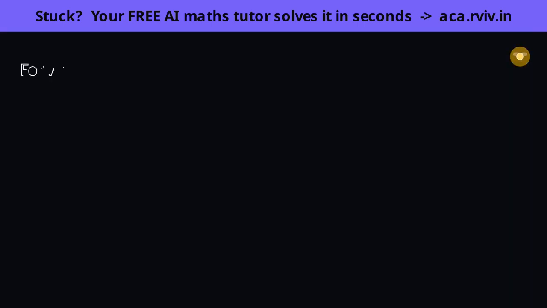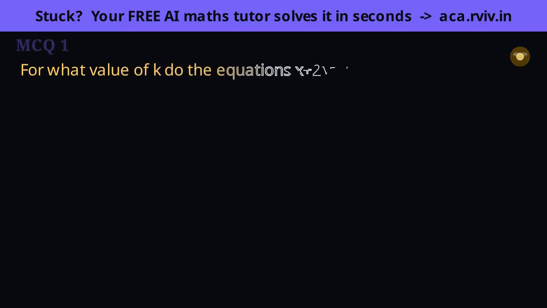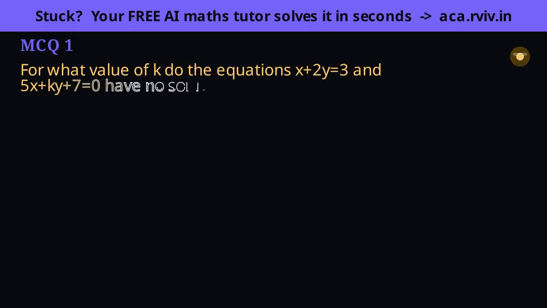First, translate the words into geometry. No solution means the two lines never meet, they're parallel. And parallel, from a ratio test, means the A and B ratios must be equal so the slopes match, while the C ratio is different so the lines stay apart. So we need to choose K to force the A and B ratios equal.